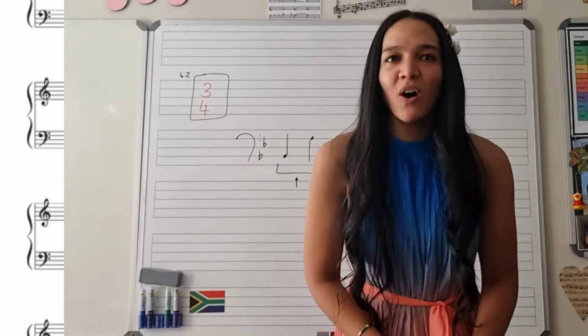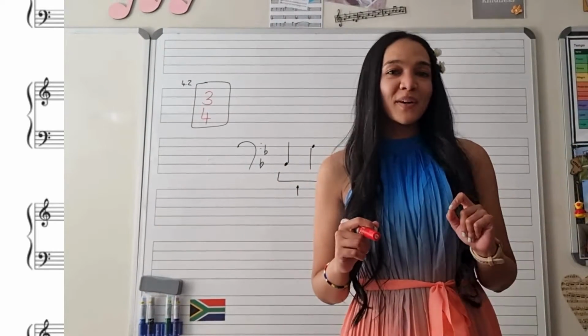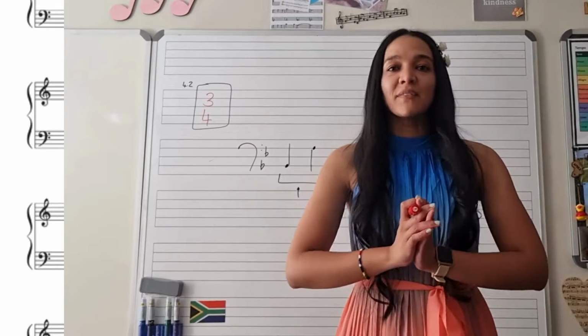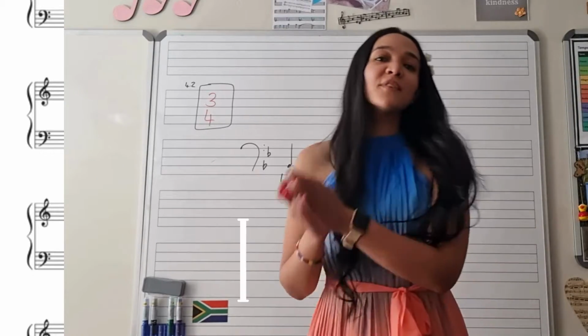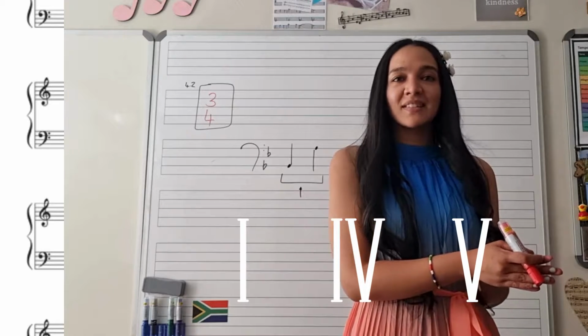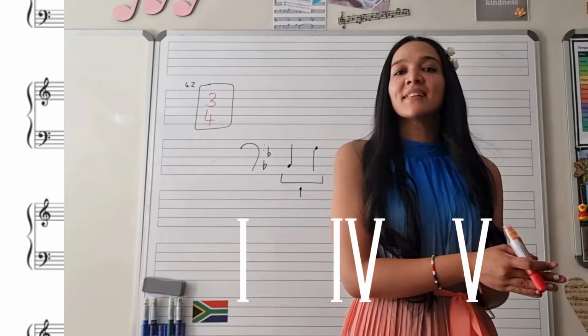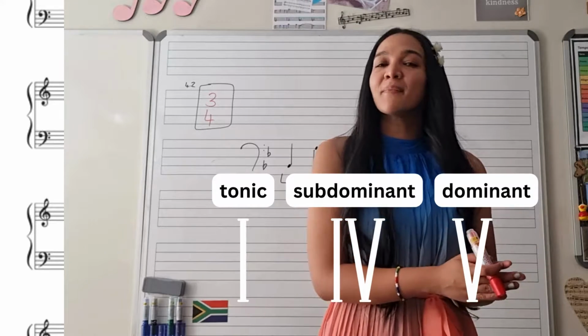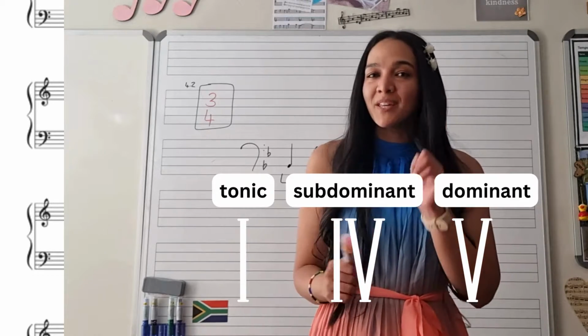Question 4.4 asks tone degrees, otherwise known as technical names, of the notes that have been circled. Now remember, at this level, we are only answering according to the 1st degree, the 4th degree, and the 5th degree of any given scale or key. And these technical names are tonic, subdominant, and dominant. And remember that they might not ask it in order, so do keep an eye out for that.